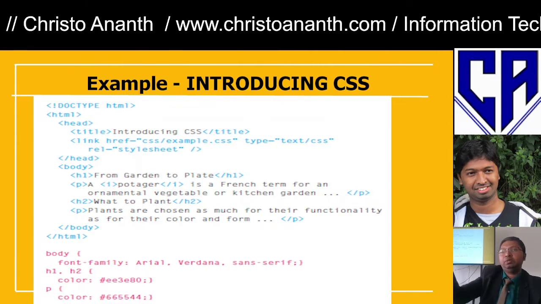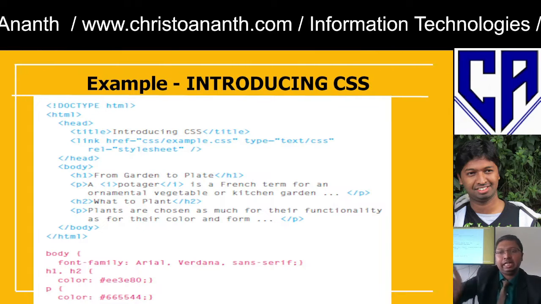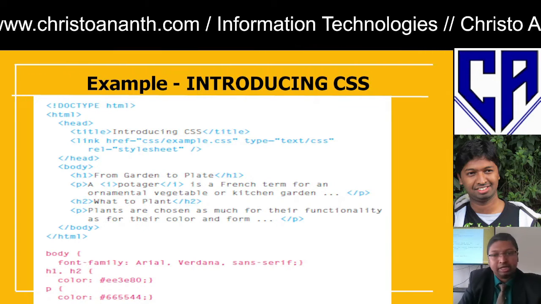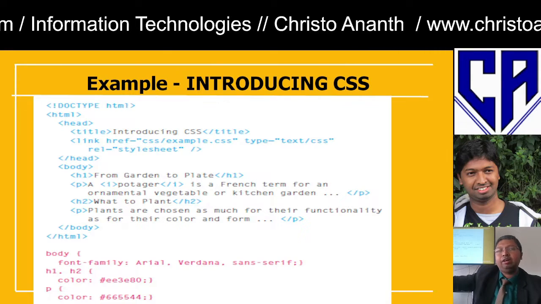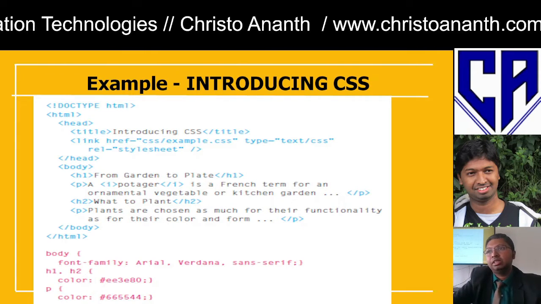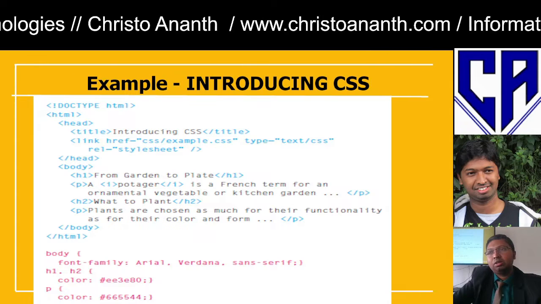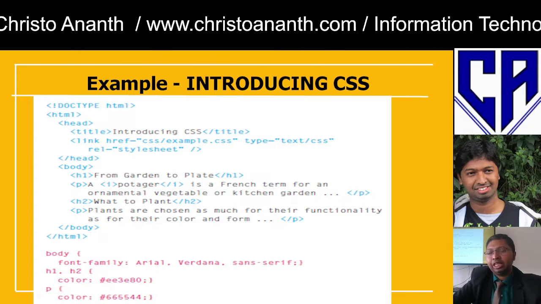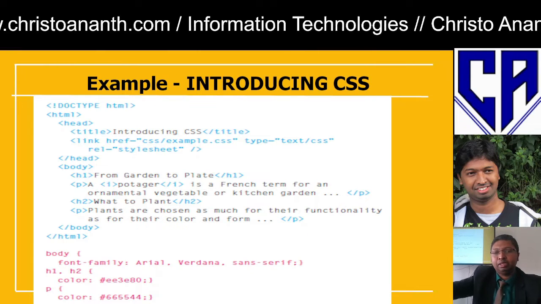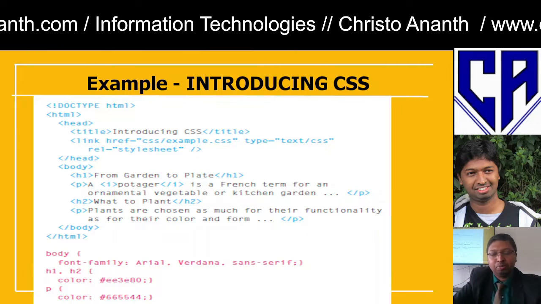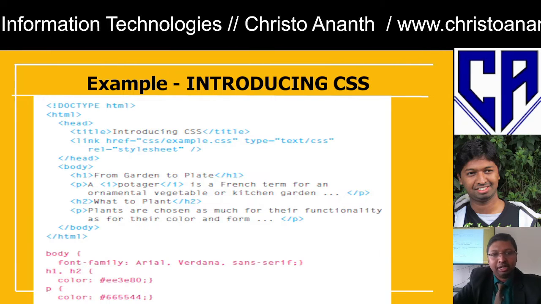So this word called potager is displayed in italic font. And then it is a French term for an ornamental vegetable or kitchen garden. Then you have slash p. What is p? Paragraph. Slash p, closing the paragraph. And then h2. H2 is nothing but the second level heading. What to plant. Okay. And then you have the paragraph tag.